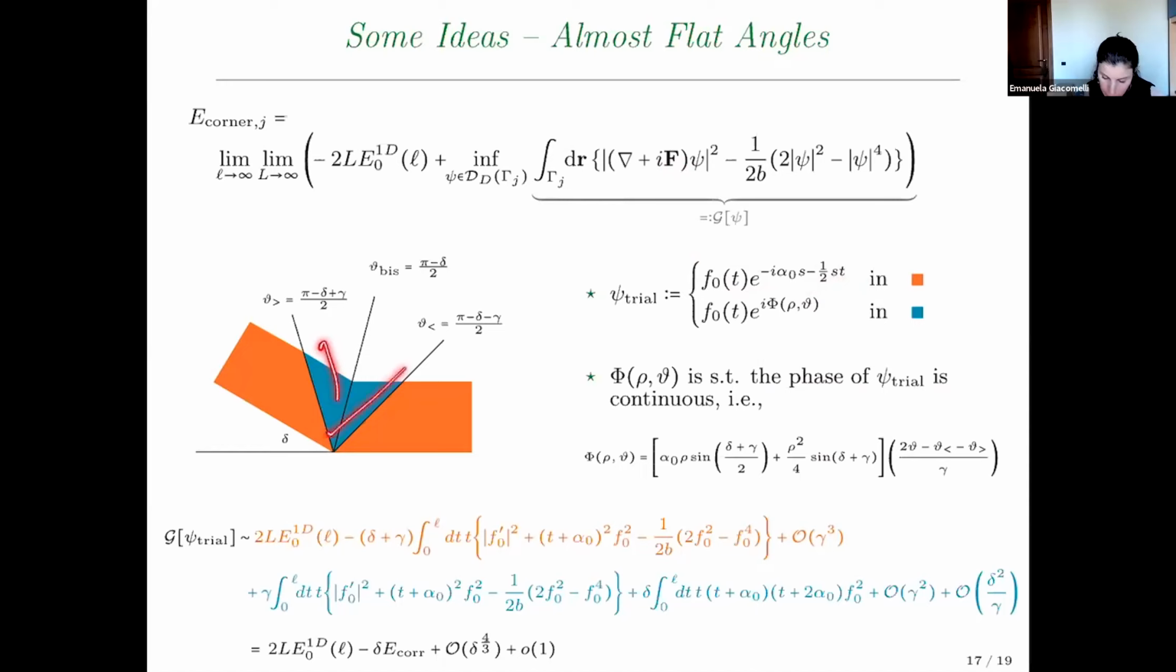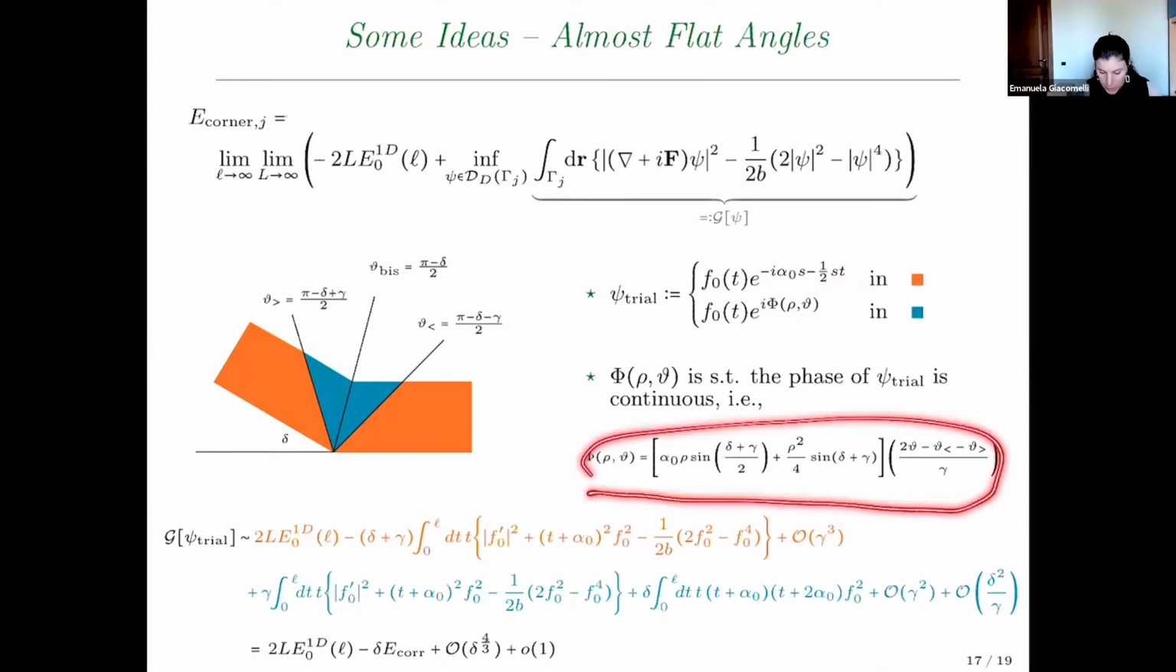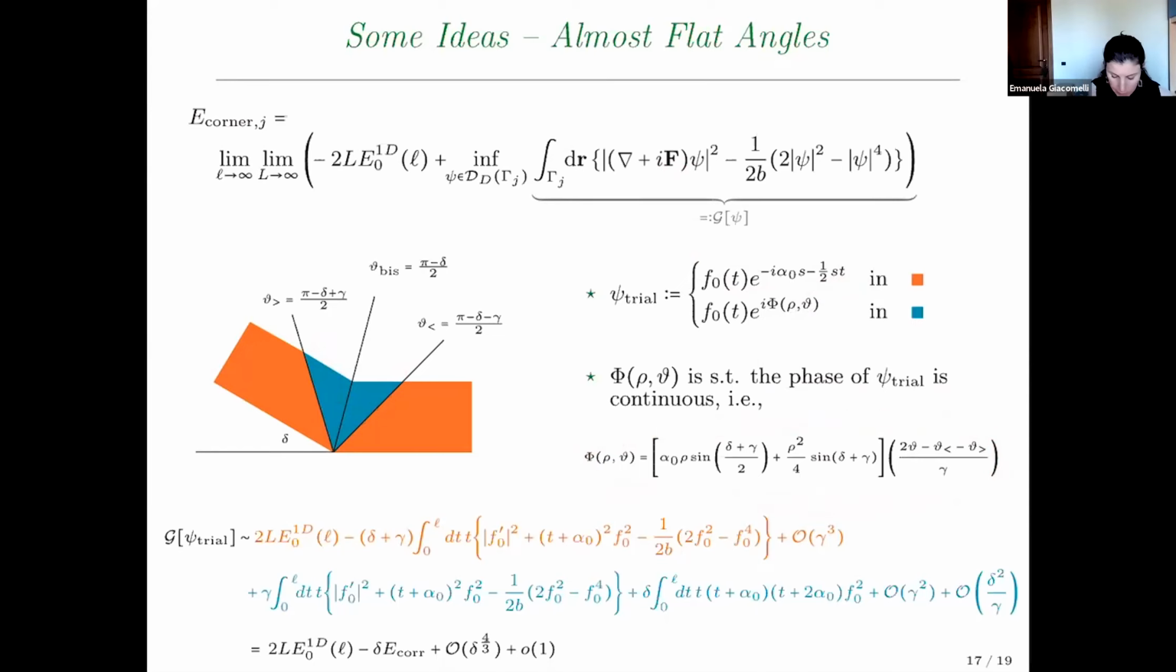And then in the blue region, what we did was just to glue together these two trial states in the simplest way you can think of. So the phase now is nothing else than this phase here, which is the simplest one, which makes it possible to have a continuous phase.